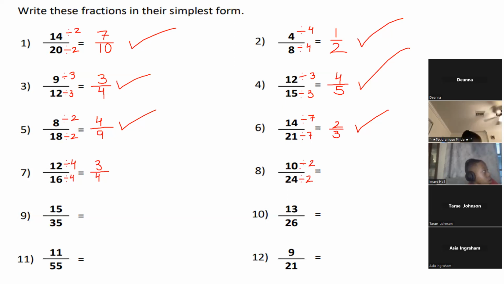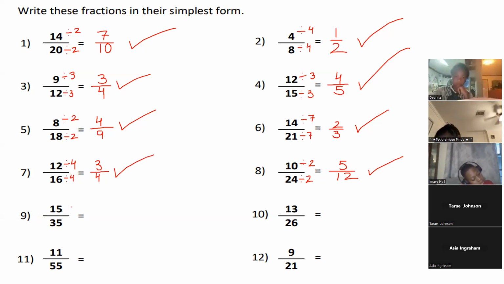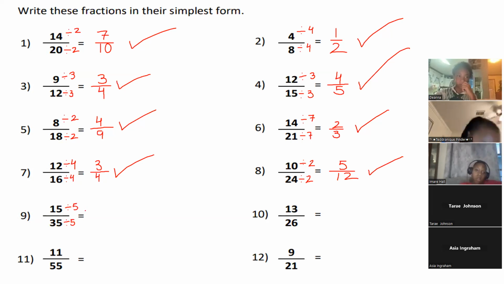10 divided by 2 is 5. 24 divided by 2 is 12. Good. Then we have 15 and 35. What number can go into both 15 and 35? 5. That's correct. 15 divided by 5 is what? 3. 35 divided by 5 is 7.